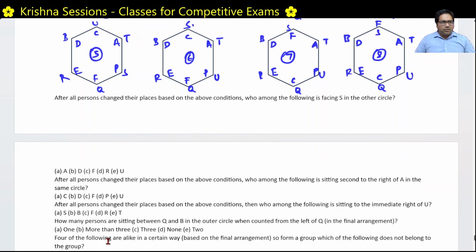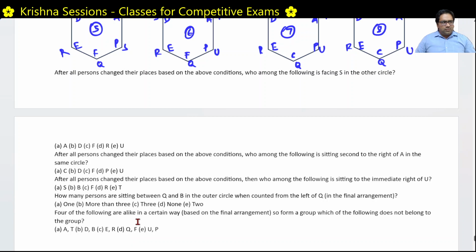Only one. Four of the following are alike in a certain way, so form the group. A and T are facing each other. D and B are also facing each other. E and R are also facing each other. Q and F are not facing each other. U and P are facing each other. So Q and F is the one that is not facing each other. So this is the answer.